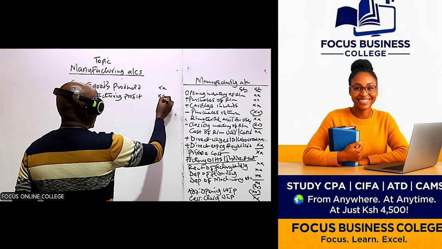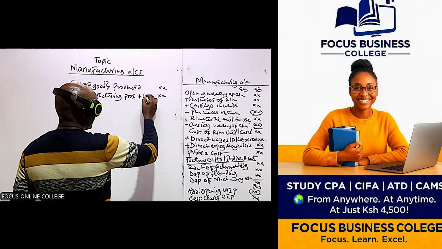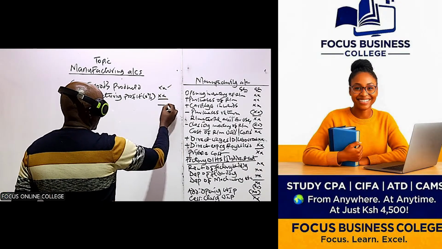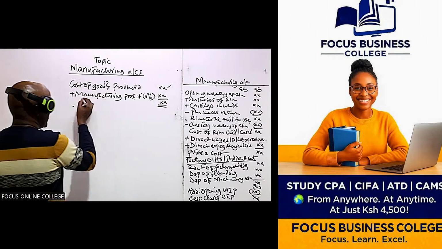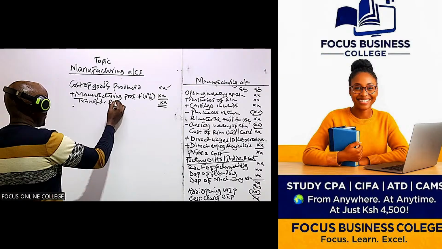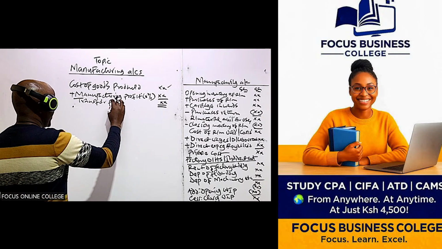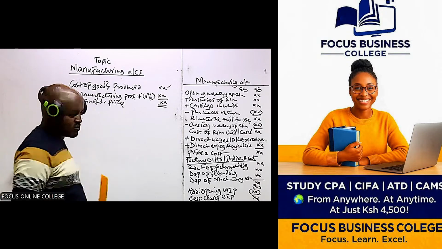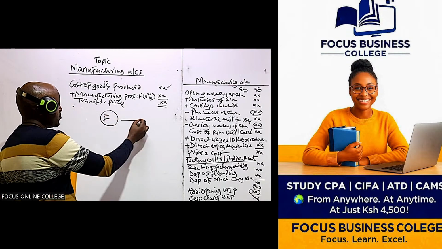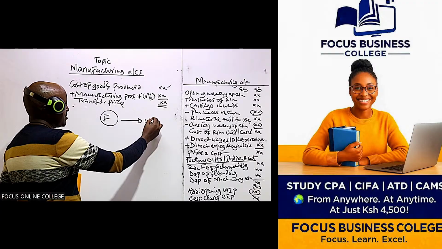So in this case, mostly you will be given this as a percentage. It should be a percentage of that. And then whatever you get here, we refer to this as the transfer price. So why are we referring to this as the transfer price? It is because this is the price at which the goods will be transferred from the factory to the warehouse.